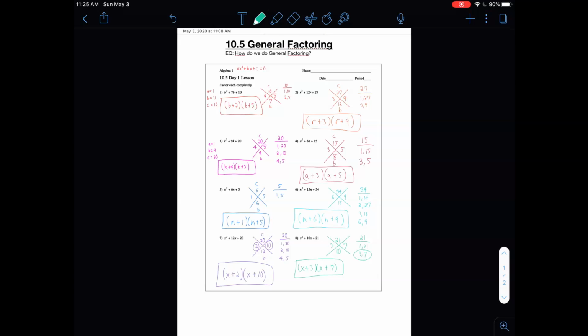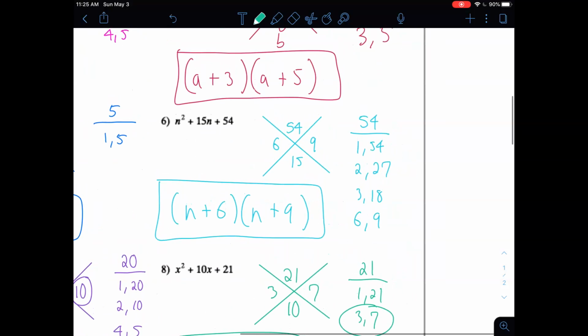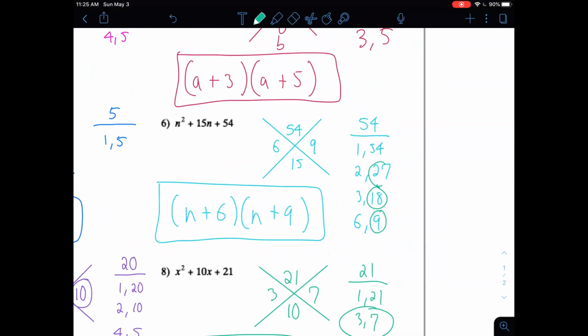You just want to make sure that for these bigger numbers like 54 over here, I would just keep dividing 54 by 1, 2, 3, 4, 5, 6, 7 until you get to a part where you're getting to these numbers on the right, and that means you can stop because you're just repeating. Because 6 times 9 is the same thing as 9 times 6, so it's kind of redundant.